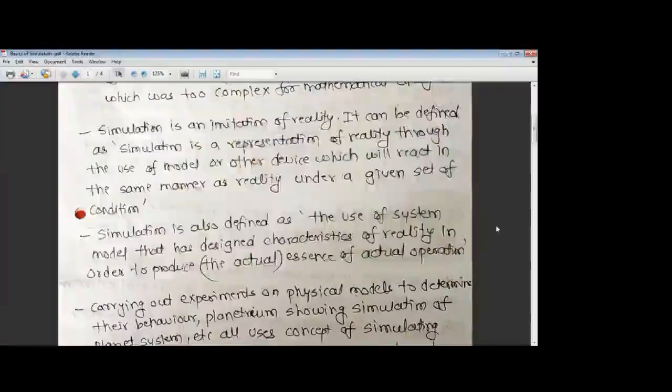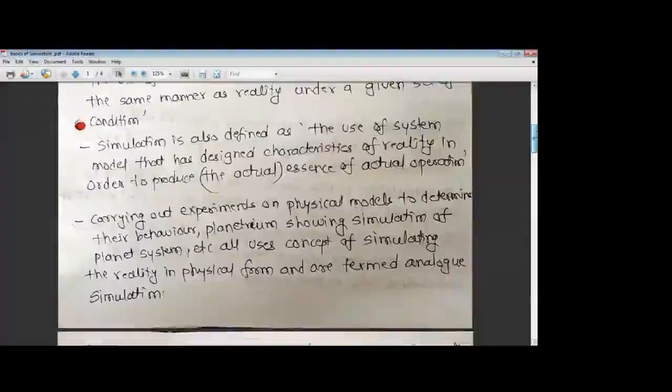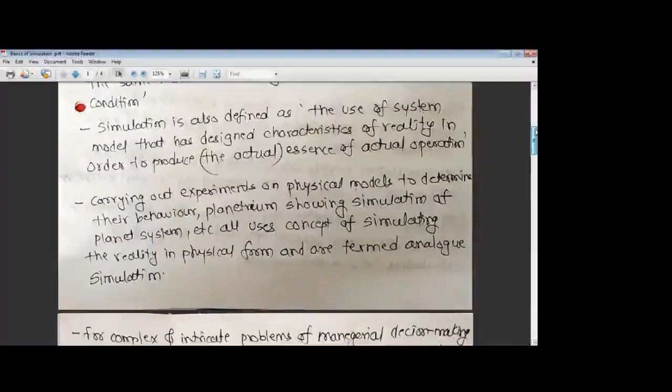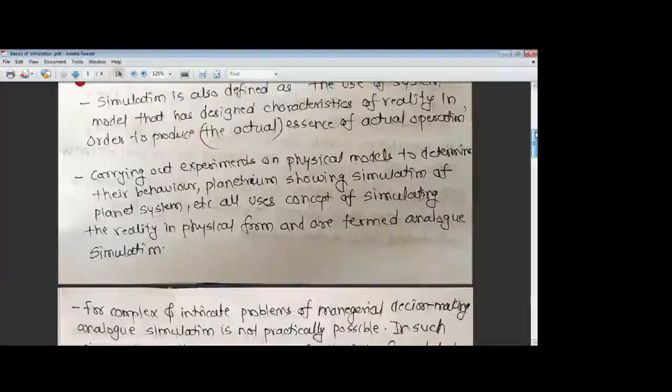The second definition is more technical. It is the use of the system model that has designed characteristics of reality in order to produce the same essence of the actual problem. So we are going to design that model in such a way that the design characteristics imitate the essence of the actual operation in reality, right?